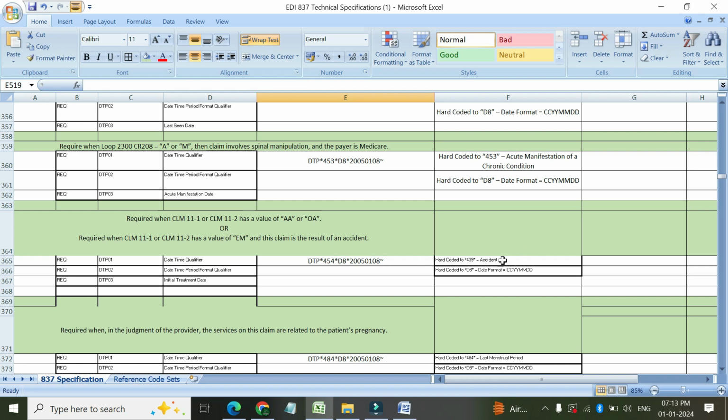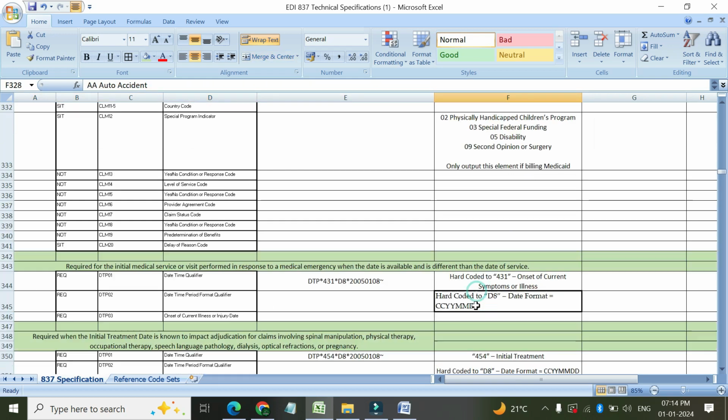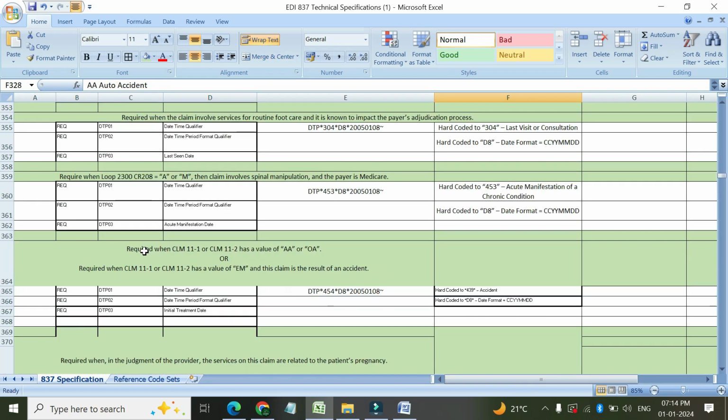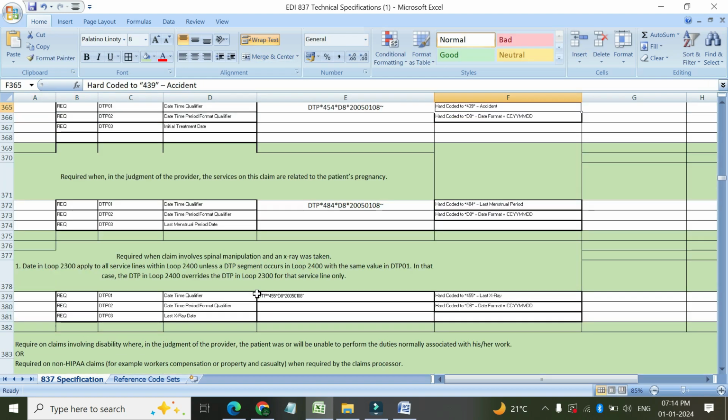DTP 454 is the accident date. We saw in loop 2300 segment CLM 11-1, which is a composite element, that this rule means it is required when CLM 11-1 or 11-2 has an auto accident or other accident. Even if it has EM, which is a condition related to employment, but it is the result of an accident, then this accident date is required.